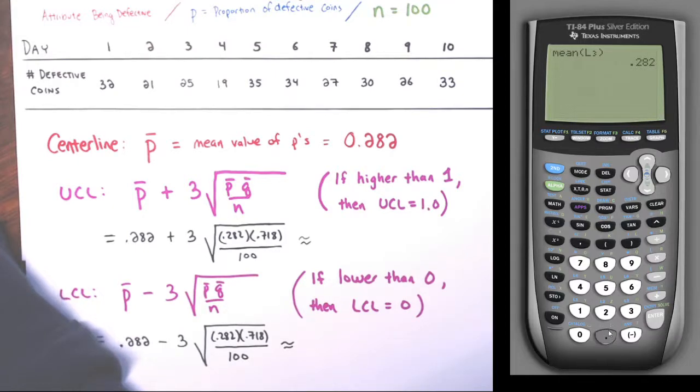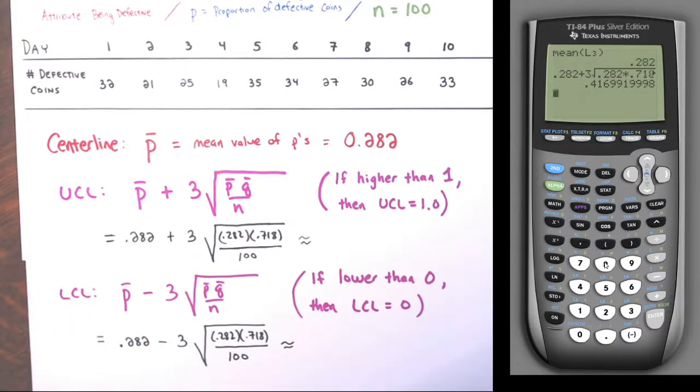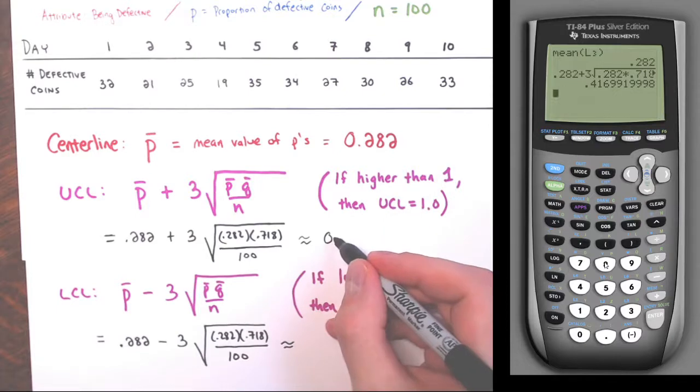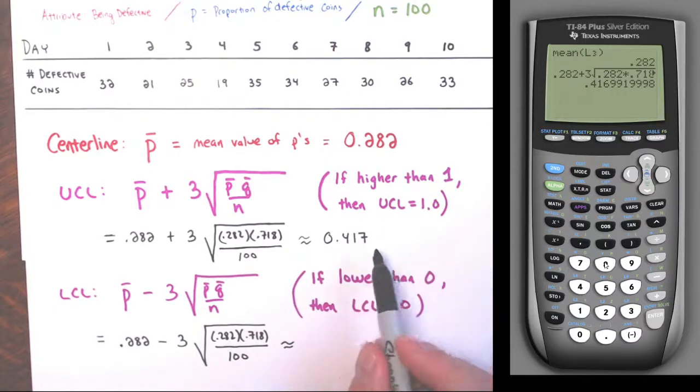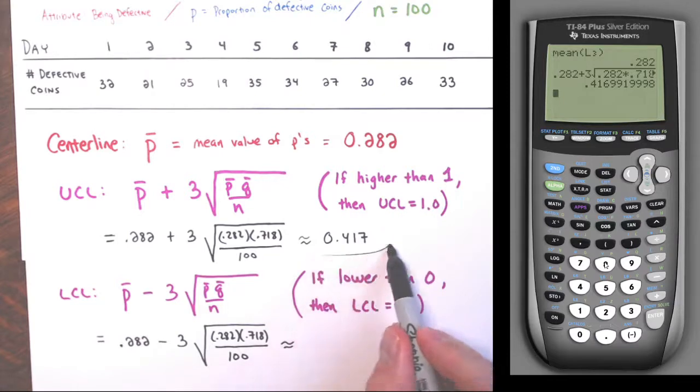So I'm taking 0.282 plus 3 times the square root, and I make sure all of this is in the square root. 0.282 times 0.718, and then divided by 100. Just make sure that the square root symbol is extending over all of this. We're getting approximately 0.417, right? Because the other one's at 3 decimal places, so let's make this one 3 decimal places as well. Approximately 0.417, and that's not higher than 1, so this is okay.